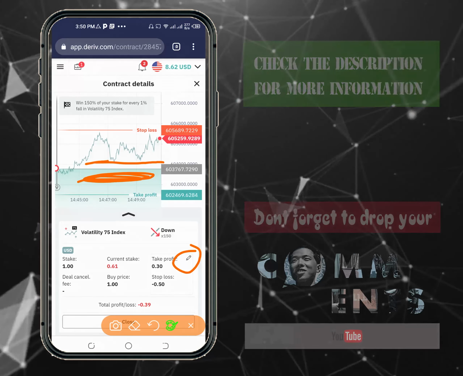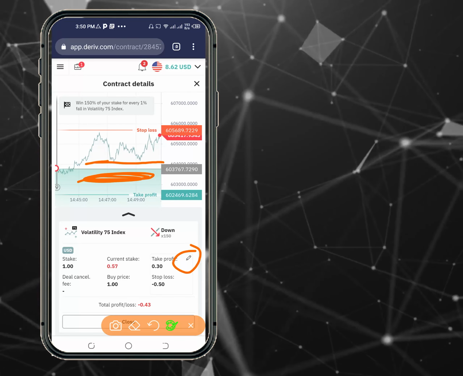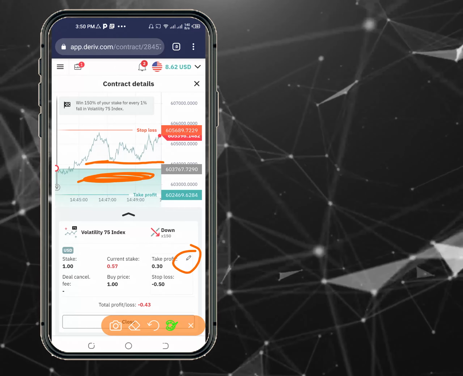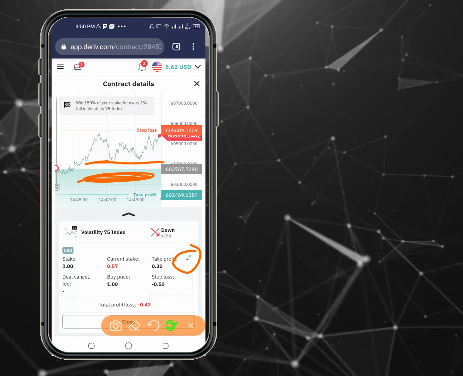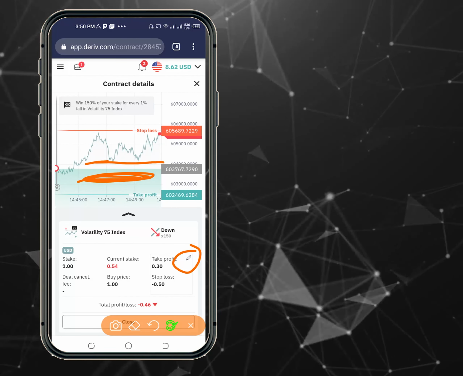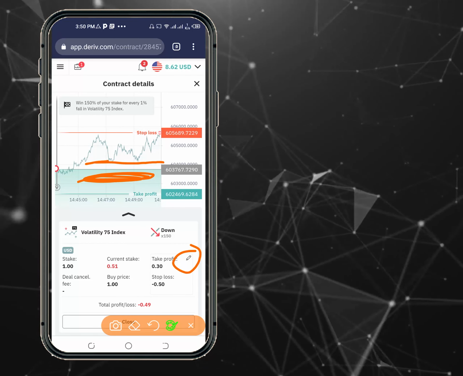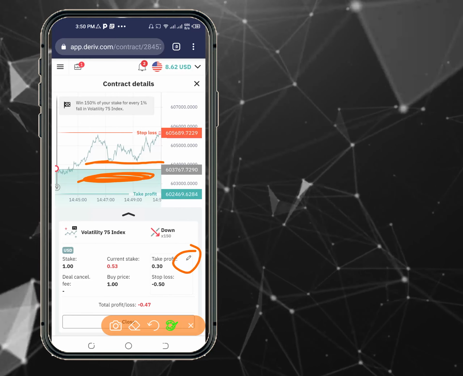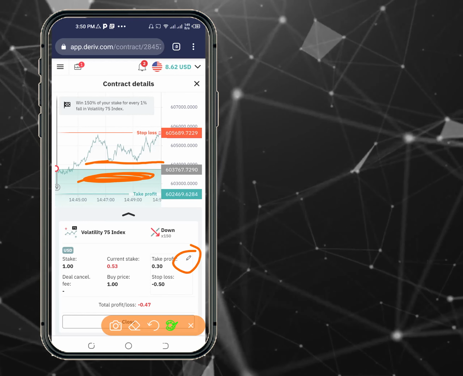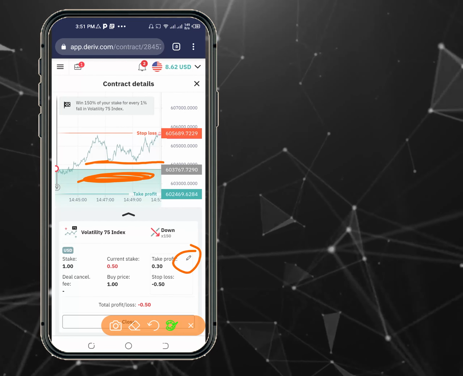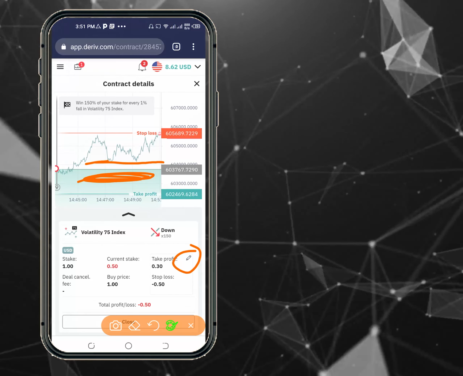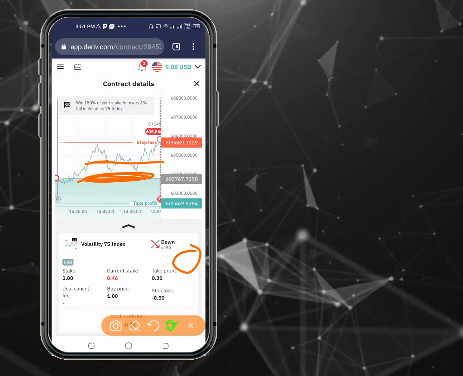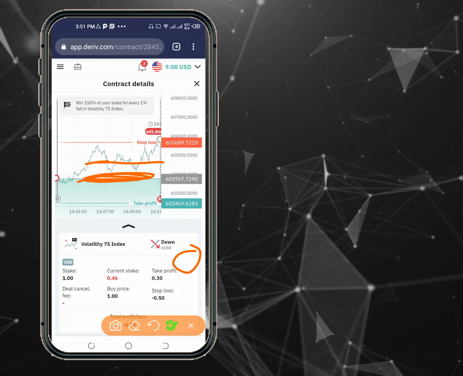Okay, sorry, my stop loss is actually minus 50. So I lost that trade actually, the trade has ended. I lost 50 cents. Now that's not my problem. I could have exited the trade when I wanted to, but I decided to leave it.